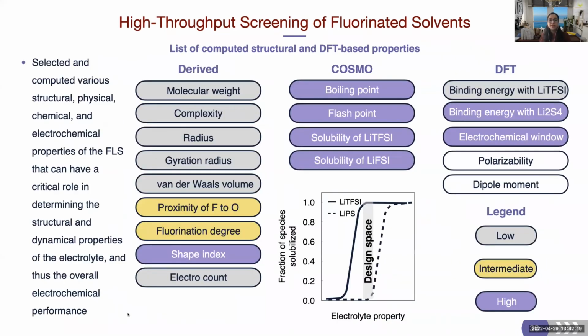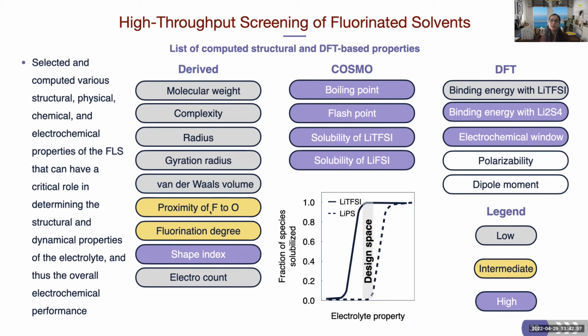Okay. In the next step, we basically computed different properties, which are categorized into 3 different classes. The derived class, which basically includes a lot of structural features. Okay, and for each property, we have a measure if we want the property to be at the lower end, intermediate level, or at the higher end. So for example, the properties here in gray, like complexity, van der Waals volume, we want them to be on the lower range, because if the complexity is lower, the molecule will have high synthetic accessibility.